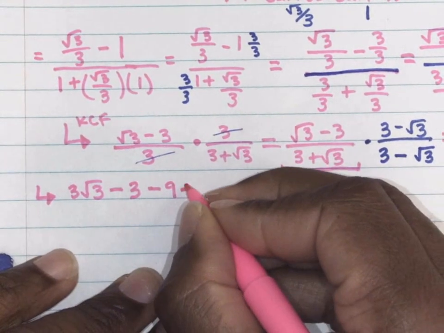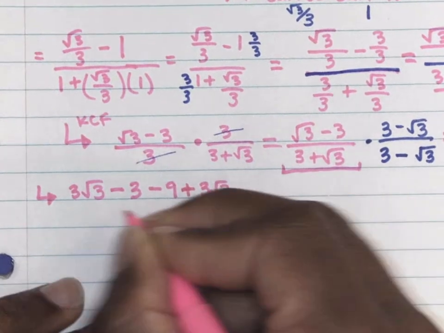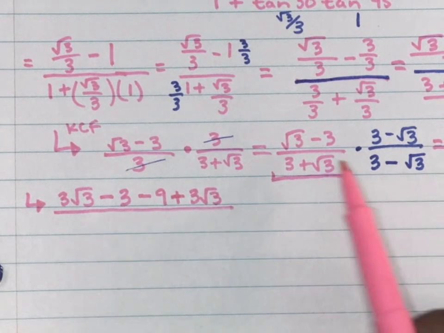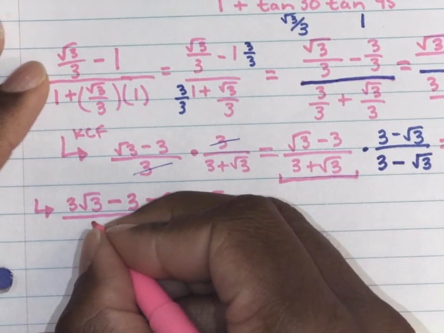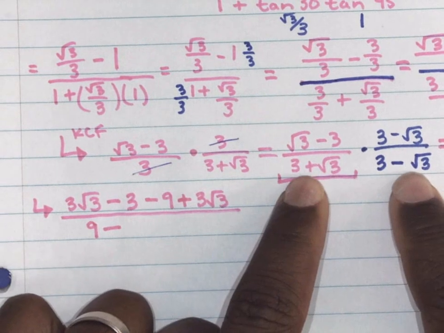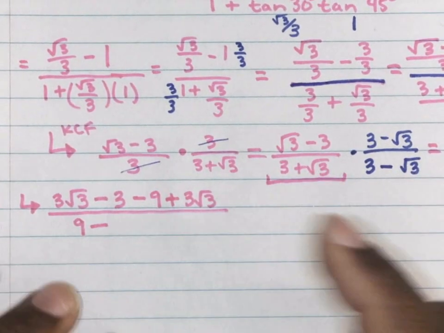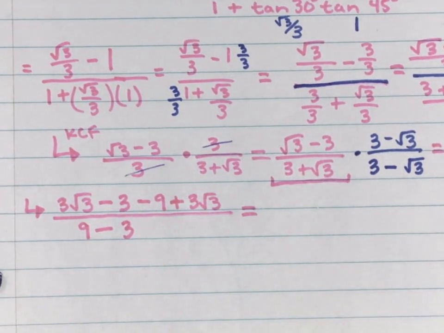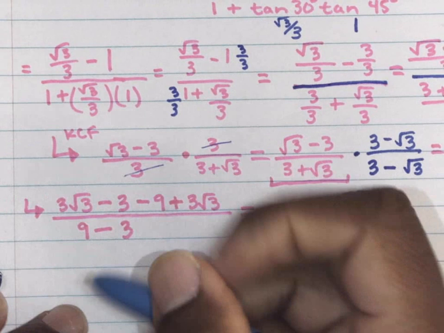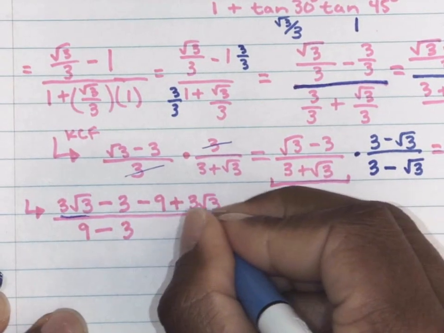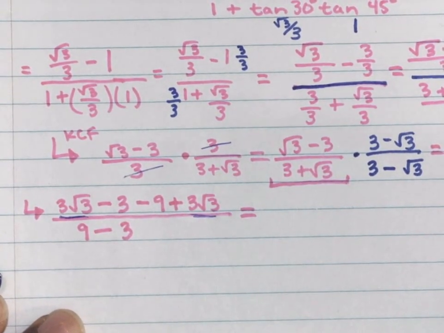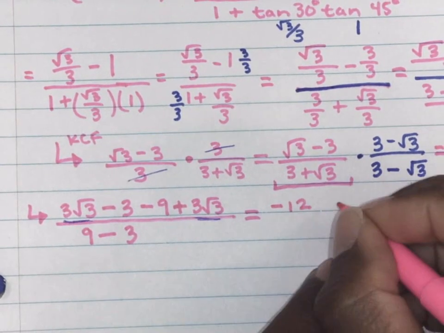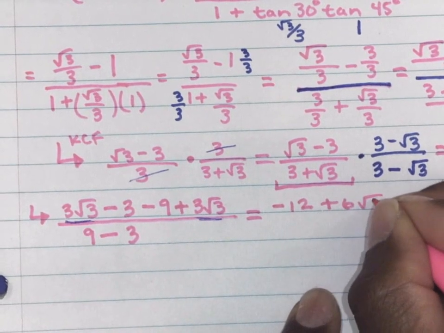Negative times negative makes it positive 3 root 3. All divided by, remember the middle terms will cancel out on the bottom. So just 3 times 3 minus, because the signs are different, root 3 times root 3, which is the square root of 9, which is 3. Combine our like terms. So we've got a total of 6 root 3's this time. And then with my numbers, I got negative 3 minus 9 is negative 12 plus 6 root 3's.